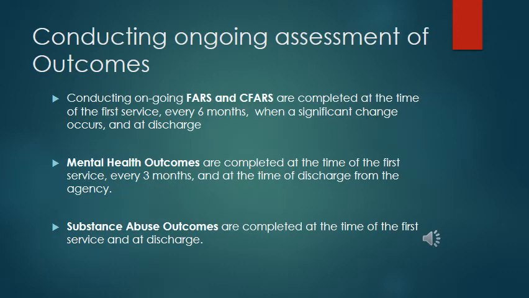You will be taking the training to become a FARS or CFARS rater, but let's take a minute to remember that the FARS and CFARS are completed at the time of the very first service, and then every 6 months, and when a significant change occurs or at discharge. Mental health outcomes, on the other hand, are completed also at the time of first service, but every 3 months, and then again at the time of discharge. Substance abuse outcomes are completed at the time of the first service and at discharge.